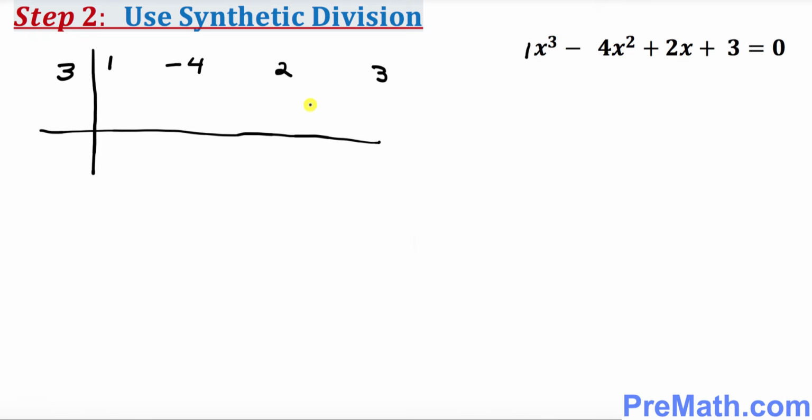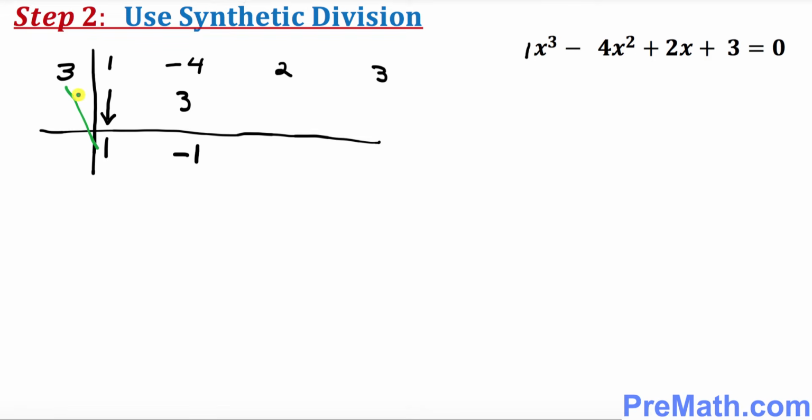In step 2 we're going to be using synthetic division. I put down all these coefficients right up here, 1, negative 4, 2, and 3, and the number that we're going to be testing is x equal to 3. So let's see what happens. First of all, leave that 1 as it is. 1 is not going to change. Now multiply 3 times 1. That's going to give you 3. You add them up right here, and that's going to give you negative 1.